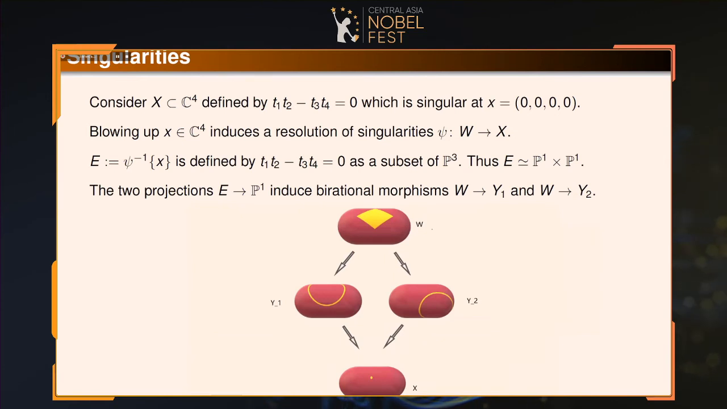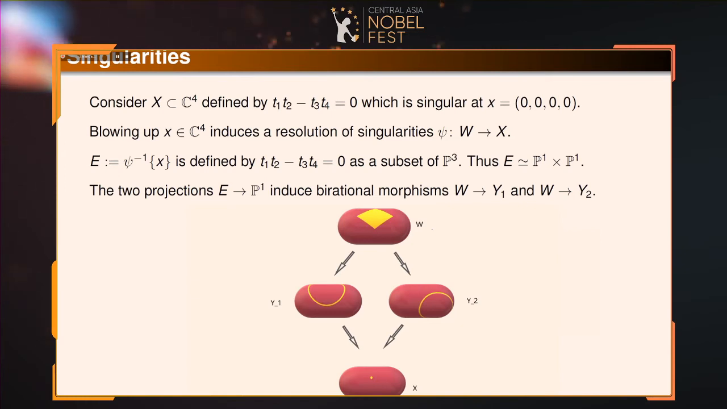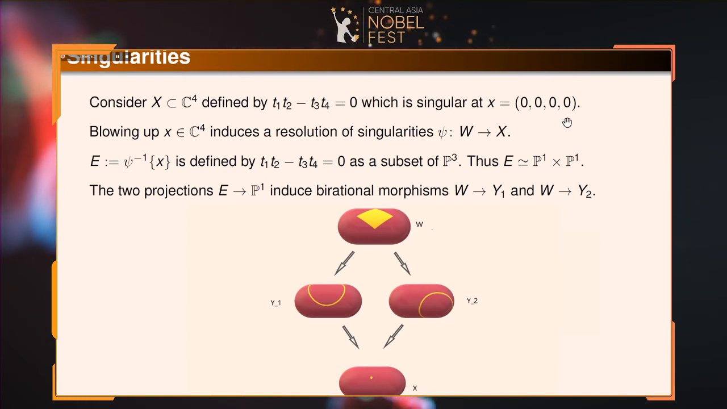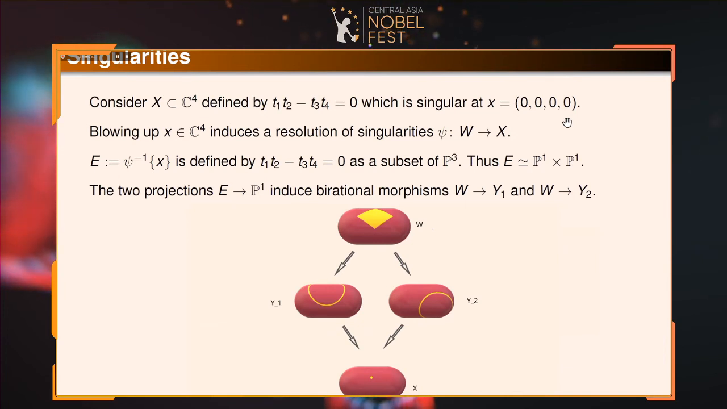Now, we can make things a little bit more complicated if we consider x in the four-dimensional space over the complex numbers defined by this polynomial t1 t2 minus t3 t4 equal to 0. Again, this has a singularity at the origin. You can check it by looking at the partial derivatives.